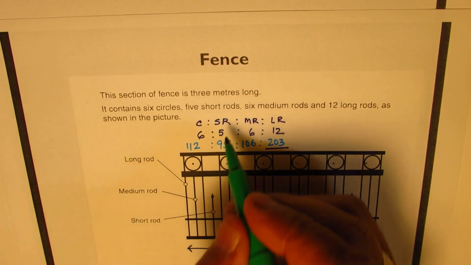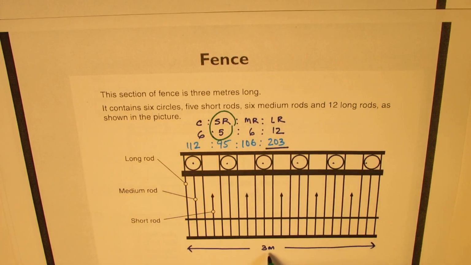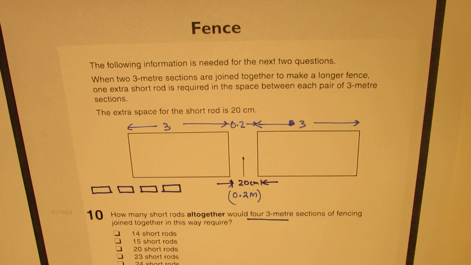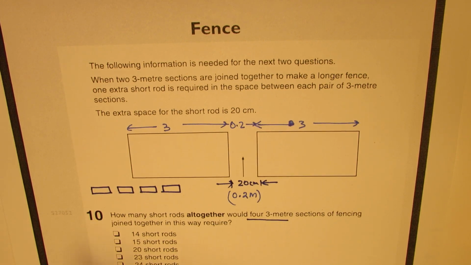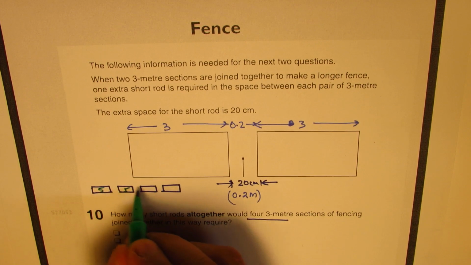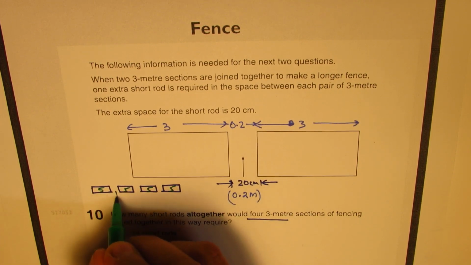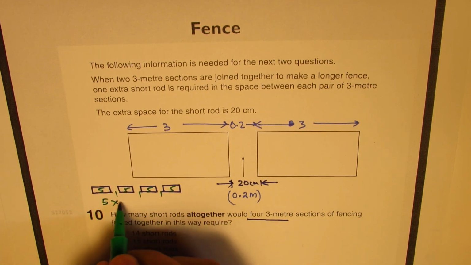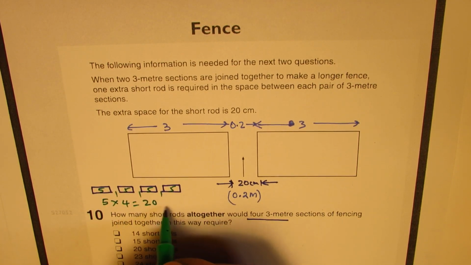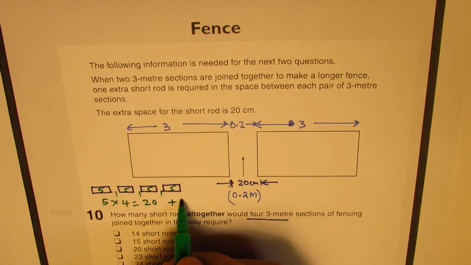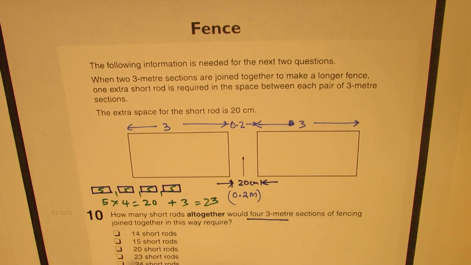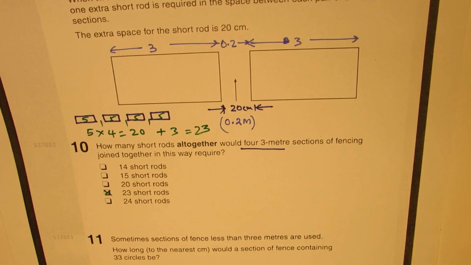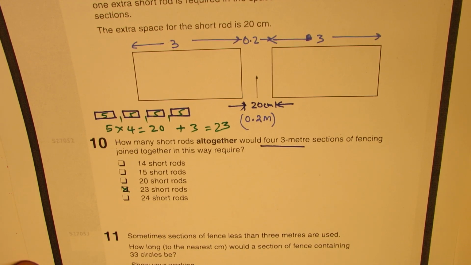Now, as we know from the earlier information, the short rods required are how many? 5, right? So we need 5 per 3 meters, correct? So how many short rods are required now? So we have 5 for each, correct? And then 1 here. So basically we need 5 times 4, which is 20. And then we need this 1, which is 3. So we need 23, correct? So the answer is 23 for us. Is that clear to you? Correct? So that is how we are going to answer it.